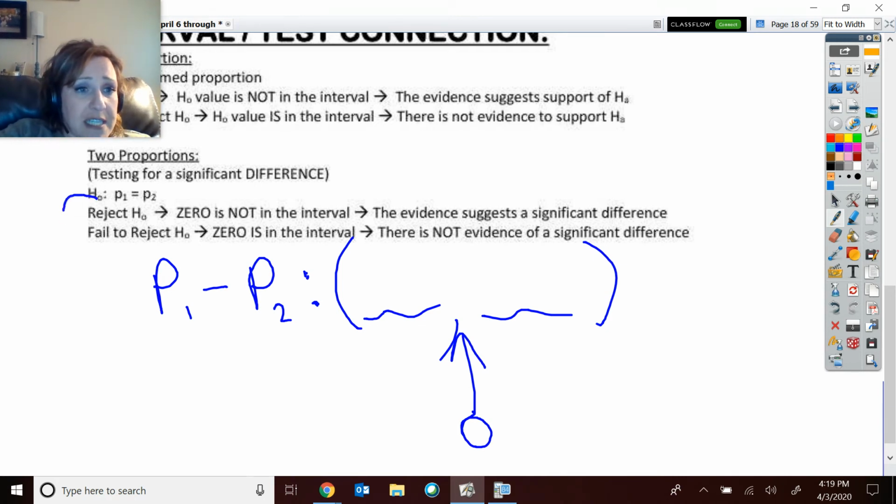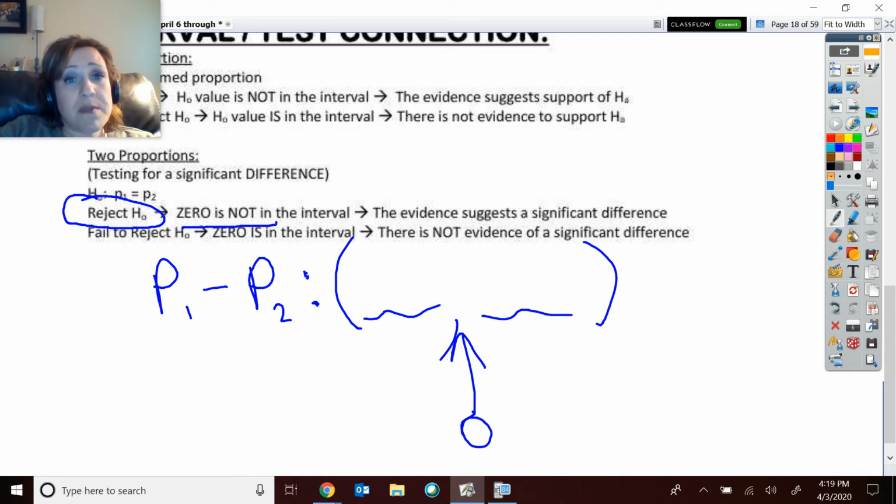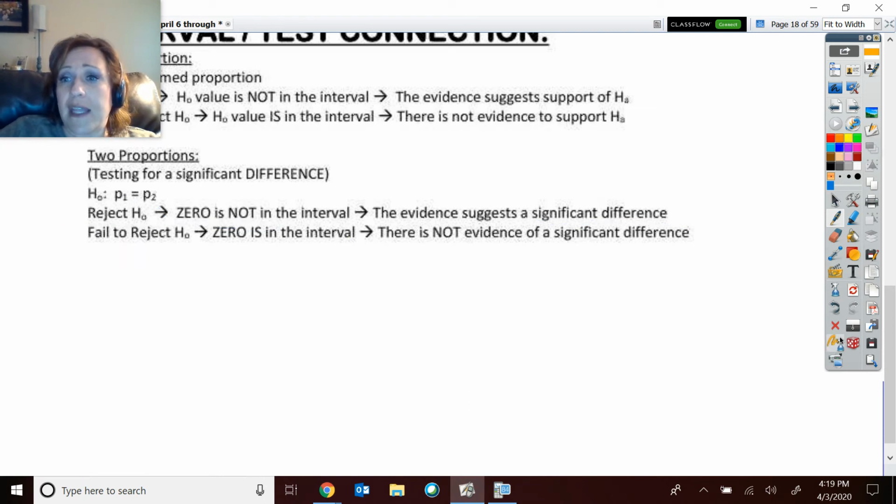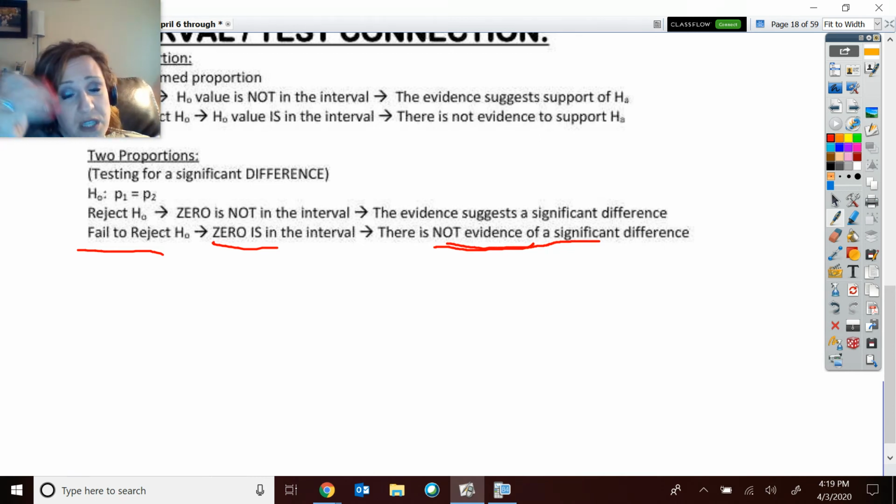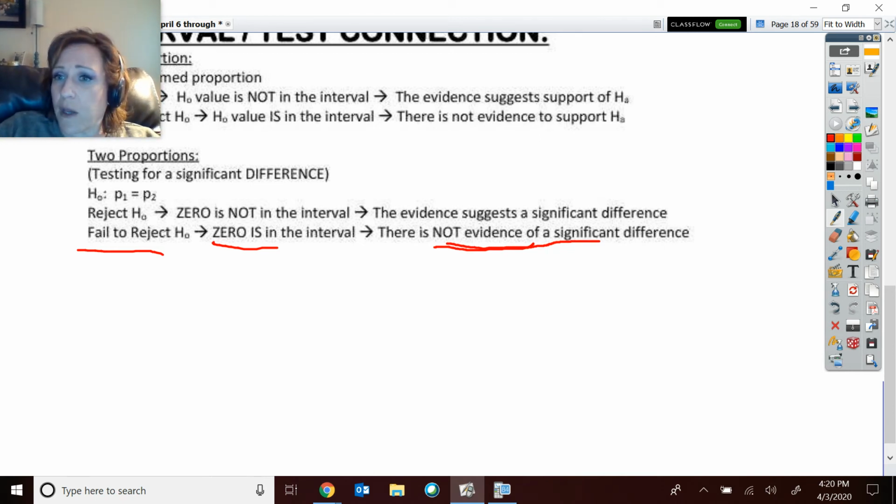So rejecting the null would say, I got a significant difference. 0 is not in there because I have evidence of a significant difference, okay? And then, of course, failing to reject the null, then I've got, not a big deal happening. I got 0 in that interval because nothing major is happening. I do not have evidence that there's a big difference between those two speculated proportions, okay?